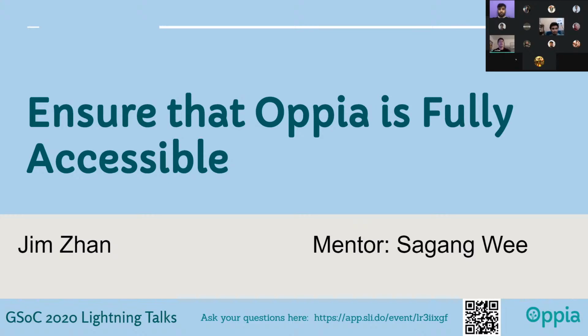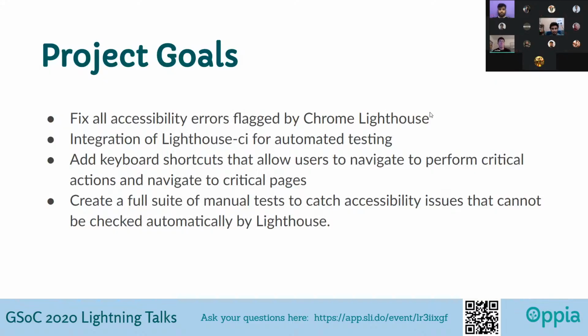Hi. Yeah. Next slide, please. So the project goals are basically to improve the accessibility of Oppia, because not all people who use the web can navigate with a keyboard and mouse. Sometimes they can only do it through a screen reader or a keyboard.